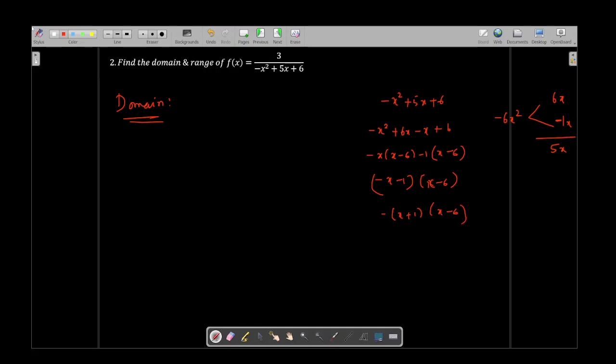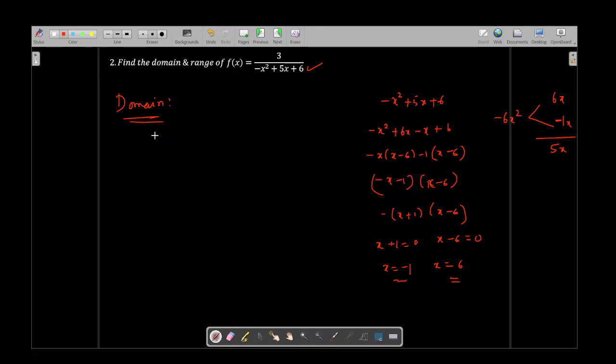So the roots are x plus 1 is equal to 0, x minus 6 is equal to 0. The roots are x is equal to minus 1 and x is equal to 6. So at these points, this quadratic polynomial goes to 0. Hence, these points are not included in the domain of the function.